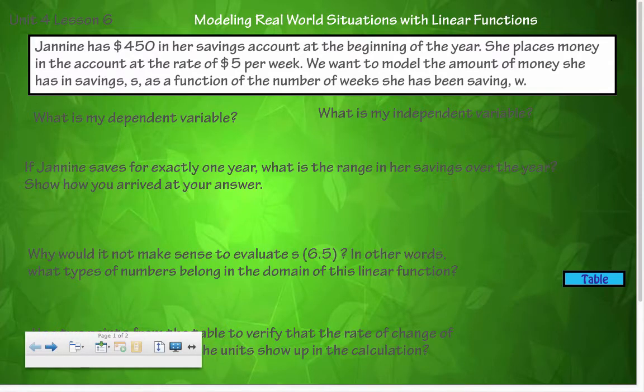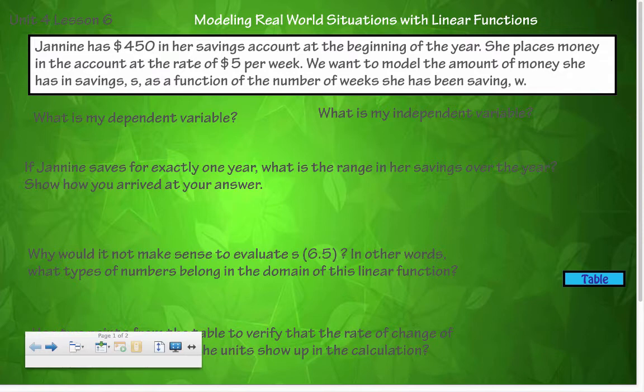We are going to be modeling real-world situations with linear functions today. So that means we want to be able to take somebody's real-life problem and represent it with a math equation. So we're going to start simple here with Janine.